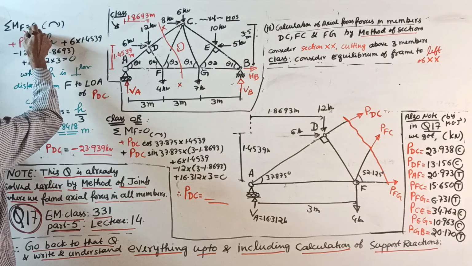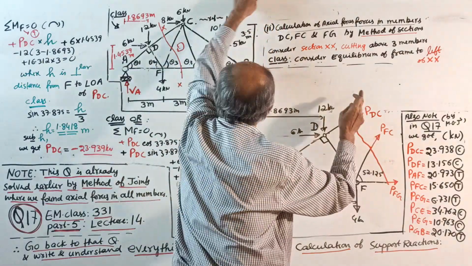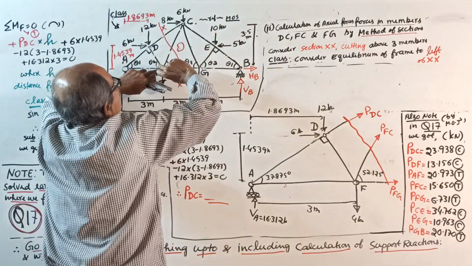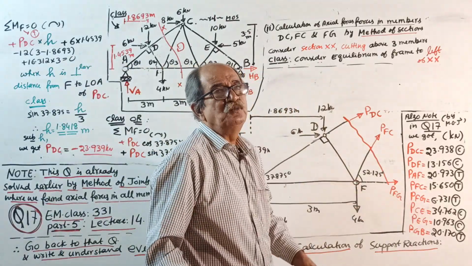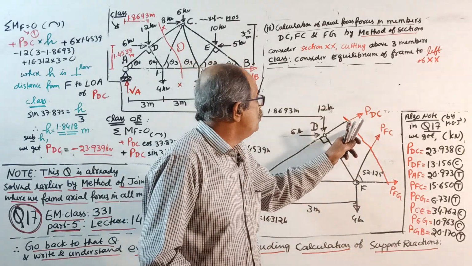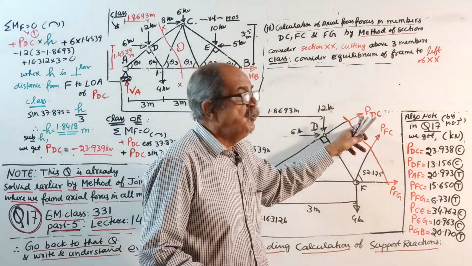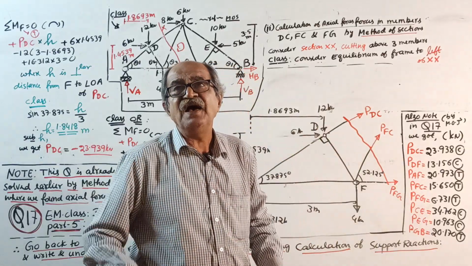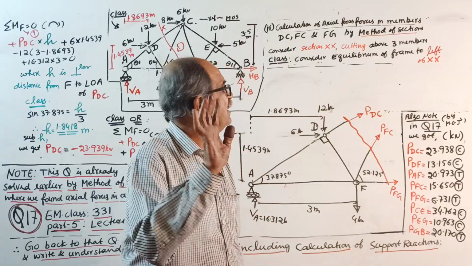Why moment about F? See here, the 3 unknowns are DC, FC and FG, all assumed to be outward. This is not tension. This is an outward force acting from that side. It is not axial force, but this outward force acting from this joint later becomes axial tension for the member. That is the real concept. Okay, done.